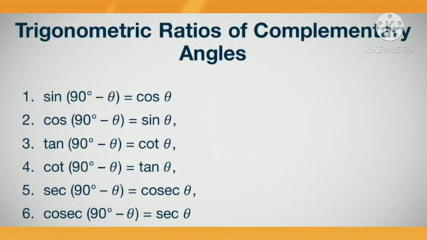After the values of trigonometric ratios of standard angles, we studied trigonometric ratios of complementary angles. That is sin 90 minus theta equal to cos theta, cos 90 minus theta sin theta, tan 90 minus theta cot theta, cot 90 minus theta tan theta, sec 90 minus theta cosec theta, and cosec 90 minus theta sec theta.